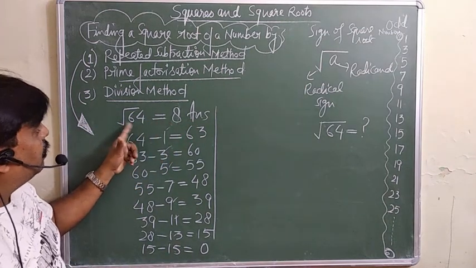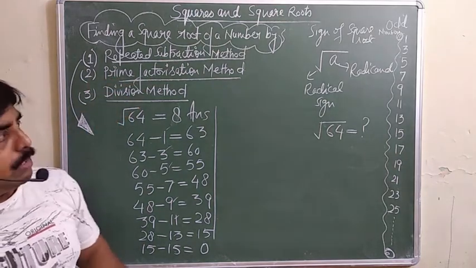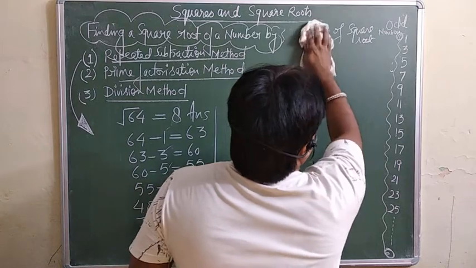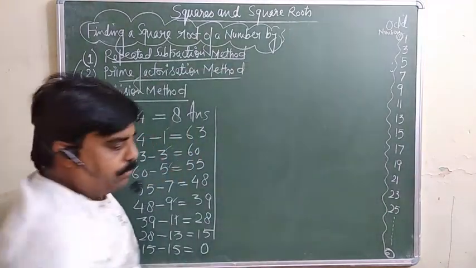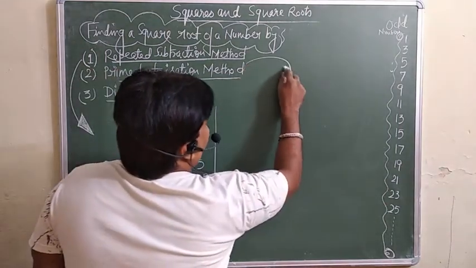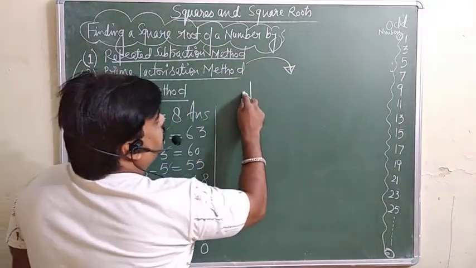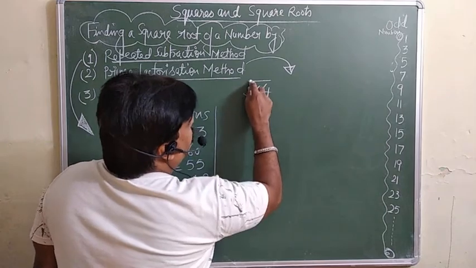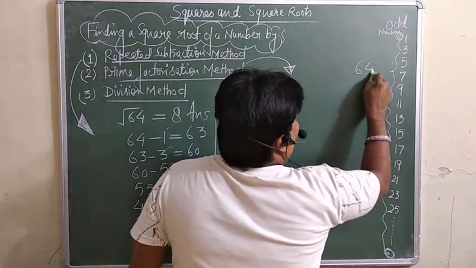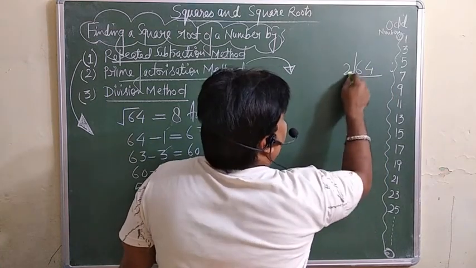अगर मैं इसी number का prime factorization method apply करना चाहूँ, suppose here is the same question I am taking. How can you find it by the prime factorization method? This was the repeated subtraction. Now prime factorization, this one we are going to discuss. Keep inside the radical sign. You must do the factor of this one. आप इसका factor करेंगे 64. Simple number I am taking. Later on I will take the big numbers.